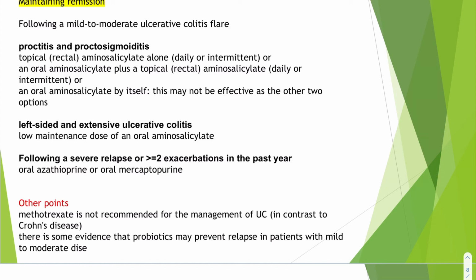Just to mention a few more points: methotrexate is not recommended for the management of ulcerative colitis. However, in contrast, in Crohn's disease we can use methotrexate. And there is some patchy evidence that probiotics may prevent relapse in patients with mild to moderate disease.